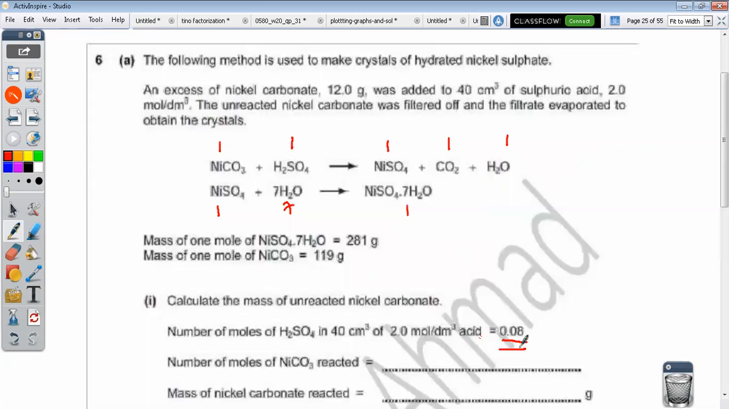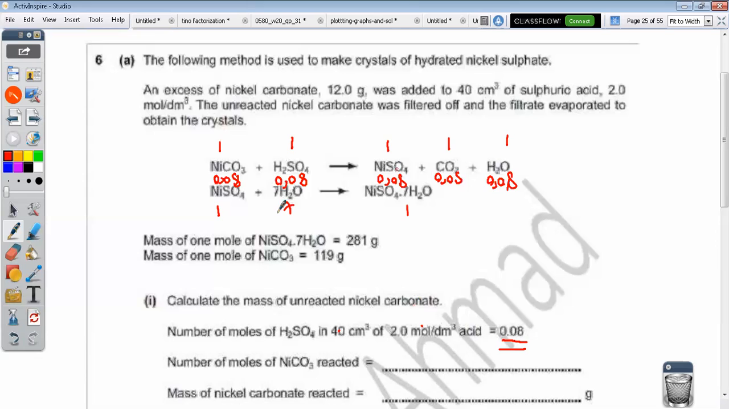Then they've actually calculated for me, because they simply did volume times concentration to get this. Then now let's look at this. So the acid here is 0.08. If I use 0.08, I should be using 0.08 of the nickel carbonate, and I should be producing 0.08 moles of this in the first equation. Clear?